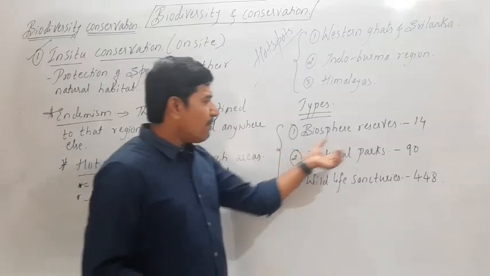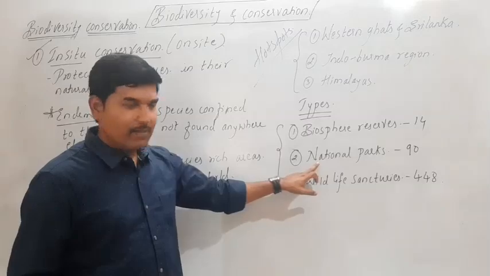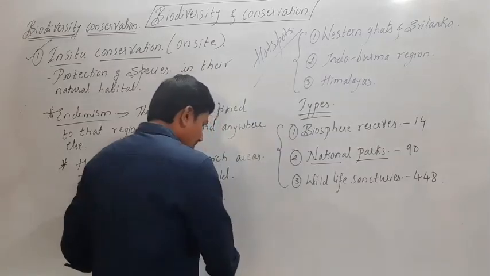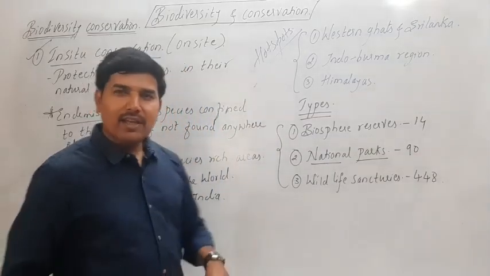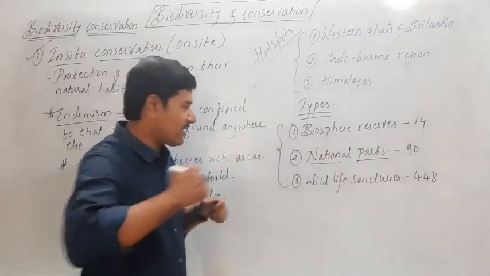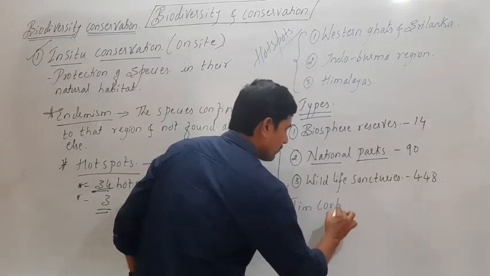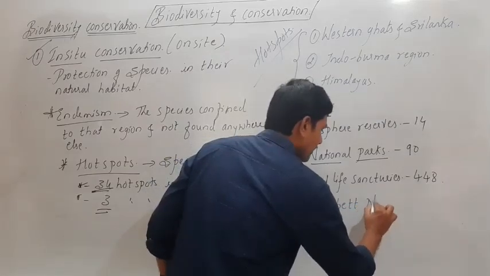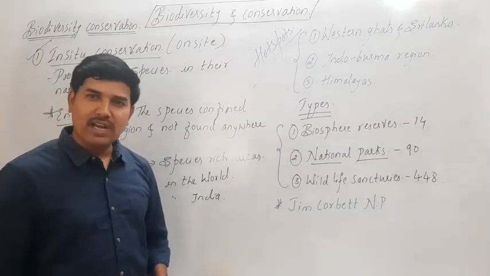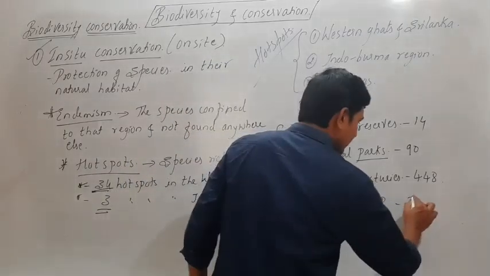Now, in the biosphere reserves as well as the national parks, let's first look at an example of a national park. The first national park in India is called Jim Corbett National Park. It is located in Uttarakhand. Jim Corbett National Park is the first national park in India.